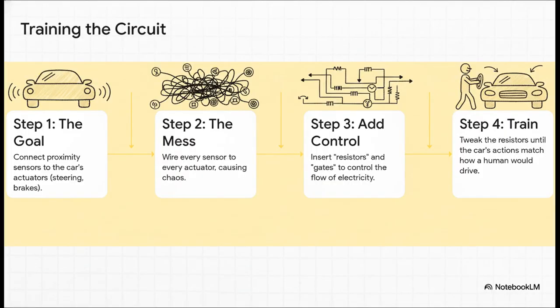Now, if we just wired every sensor to every control, you'd get total chaos, right? The car would try to brake, accelerate, and turn left all at the same time. Not good. So what we do is we put little control knobs, you can think of them as volume dials or resistors, on every single wire. And then we train it. We show the car tons of examples of a real person driving, and we just keep tweaking those little knobs over and over until the car's actions perfectly match what the human would do. That constant tweaking, that adjustment, that's the learning.